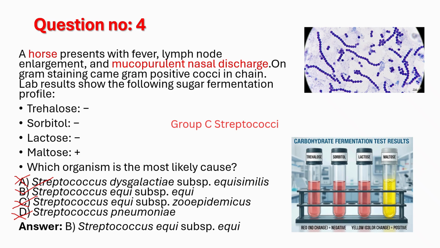Therefore, the combination of clinical signs, that is mucopurulent nasal discharge and lymph node enlargement, with the specific sugar fermentation pattern, trehalose, sorbitol, lactose negative and maltose positive, points to the diagnosis of Streptococcus equi subspecies equi. This case highlights the importance of biochemical tests in bacterial identification, allowing veterinarians to make an accurate diagnosis and implement appropriate treatment and control measures such as quarantine and vaccination strategies to prevent the spread of strangles in the herd.